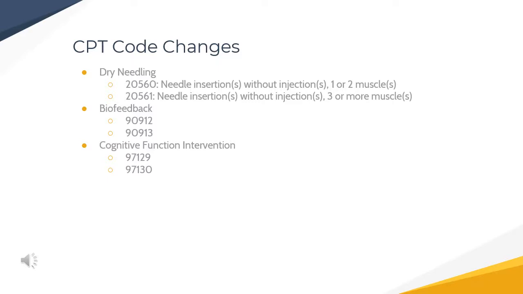These are a few examples of CPT codes that have changed in 2020 according to Medicare reimbursement policies, which are essentially followed by most other private health insurance companies. The codes for dry needling were changed to specify the number of muscles that were punctured. However, CMS still does not consider these always or sometimes services, and therefore we will still not reimburse for dry needling. On the other hand, both biofeedback and cognitive function intervention codes were added to the list of sometimes therapy services, according to the CMS, and will now be reimbursed.